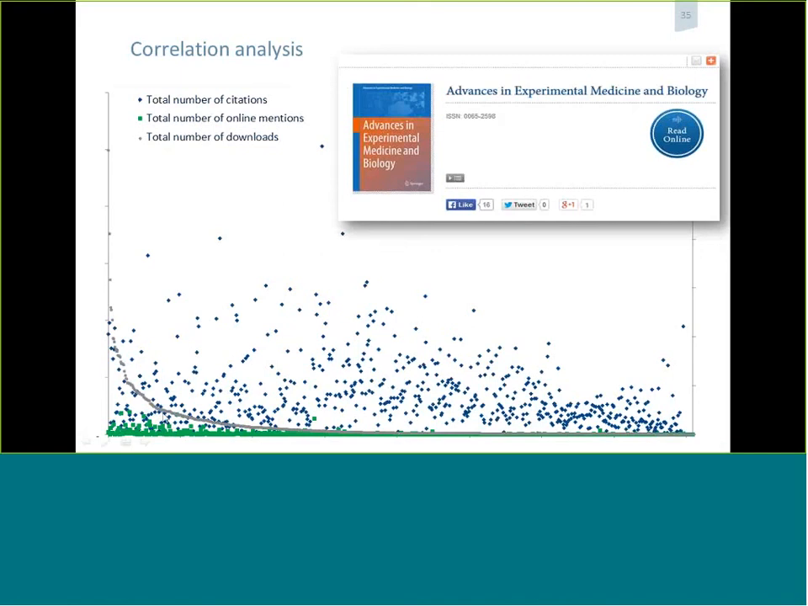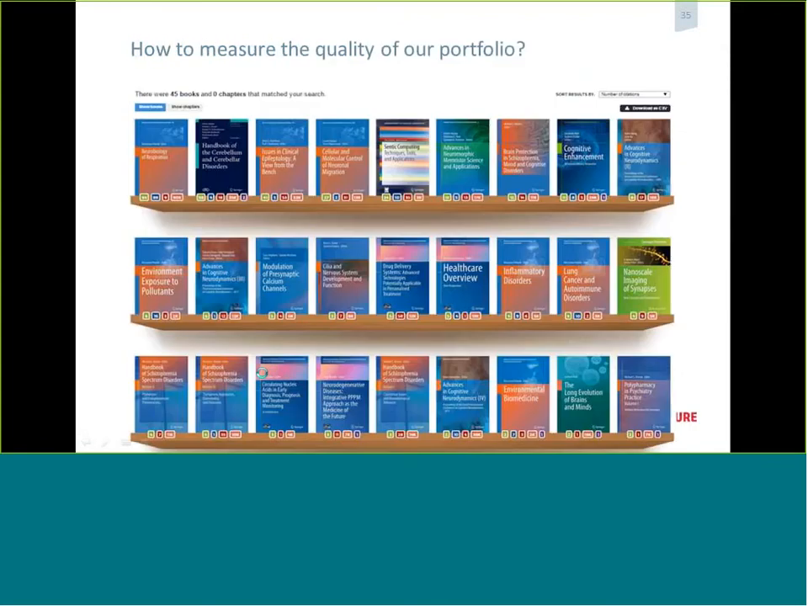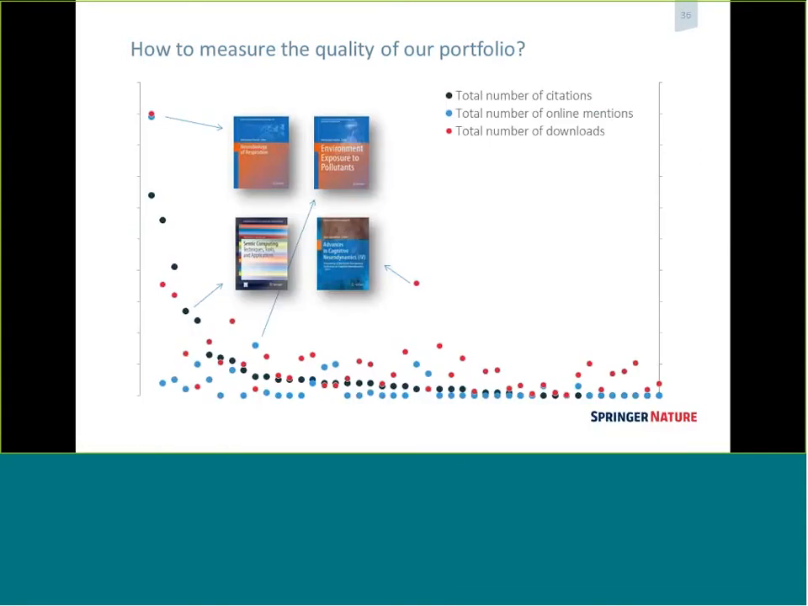Now it seems there's a minor correlation between the number of online mentions and the number of downloads, but we still have to do some more work on that. You could also measure the quality of your portfolio as a publishing editor. Here you see a picture of my portfolio, actually, of the books that I published. I downloaded the data and plotted them. You can see here which ones are the high flyers and the low flyers within my portfolio.